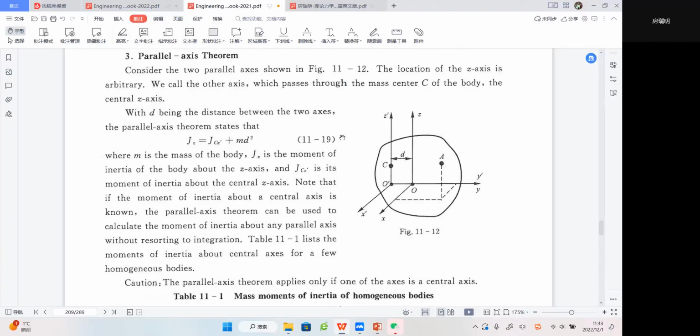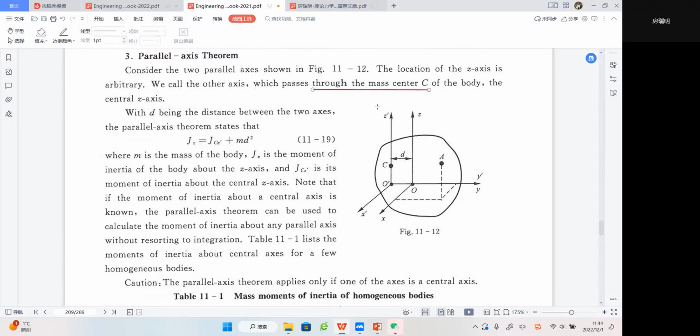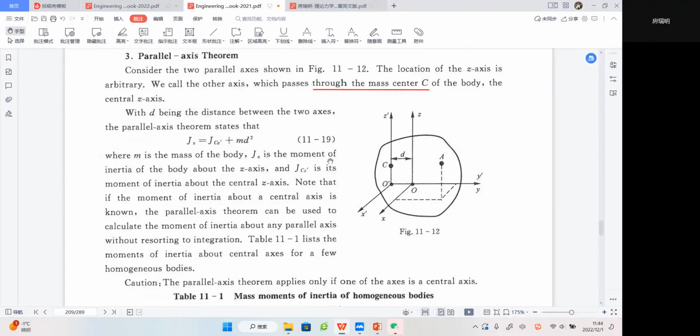Please, there is another condition you should note, because the other axis passes through the mass center C. So this z prime is actually the special axis. The speciality is that this axis goes through the mass center. So we have a very important relationship that we call the parallel axis theorem.